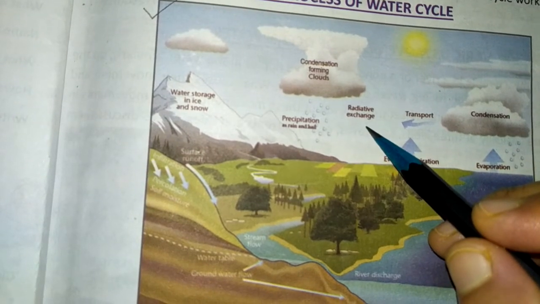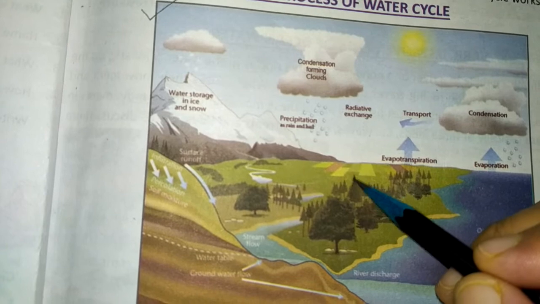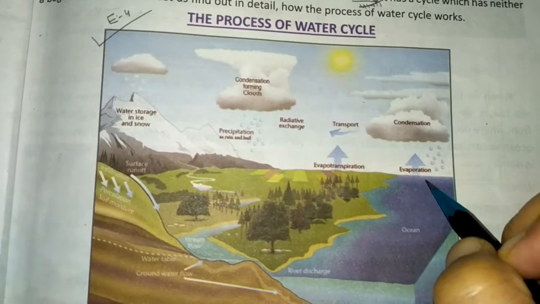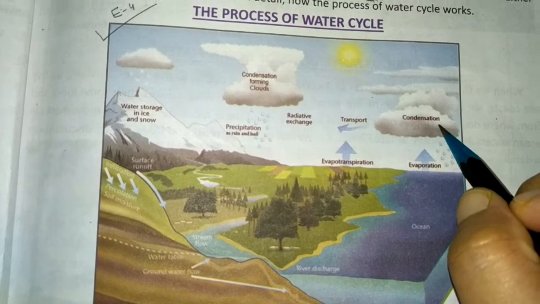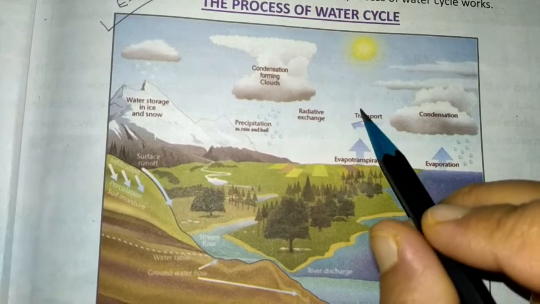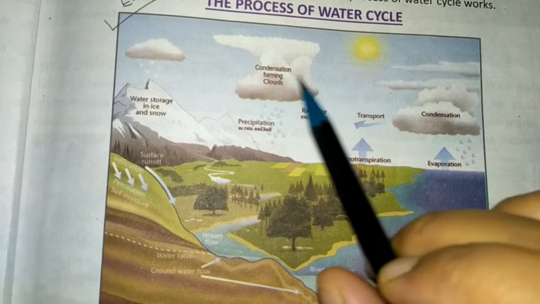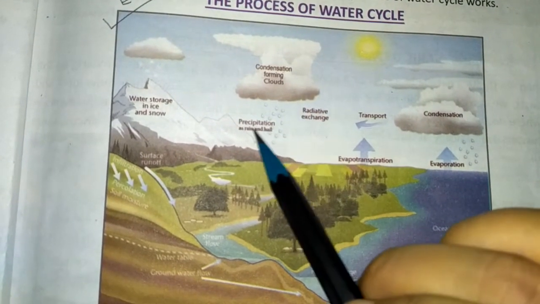Radiative exchange means when the heat reflects from the earth's surface towards the sky. Here we have evaporation, then we have the condensation process when the clouds are formed, and the transportation of the clouds. And when the two clouds are colliding with each other, then we can say that the rainfall occurs.